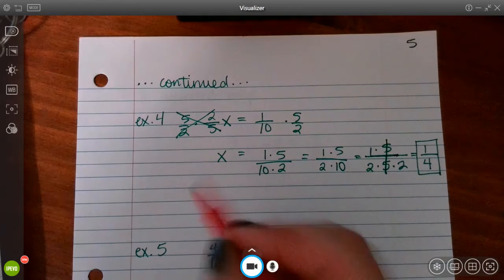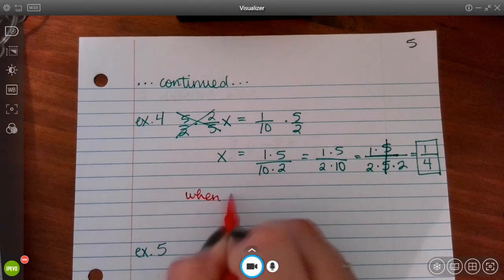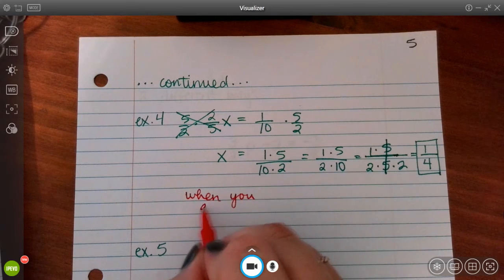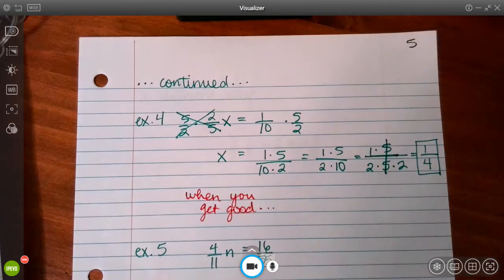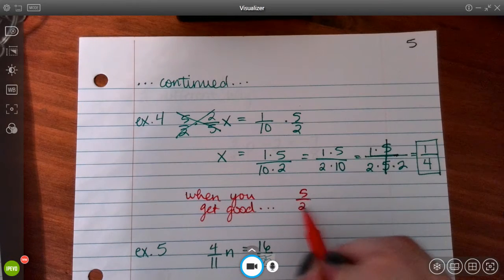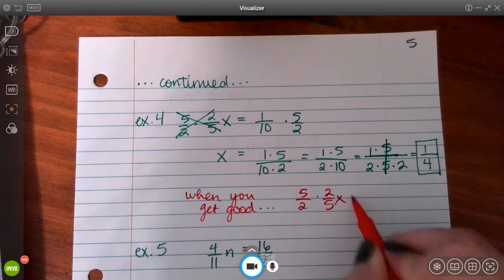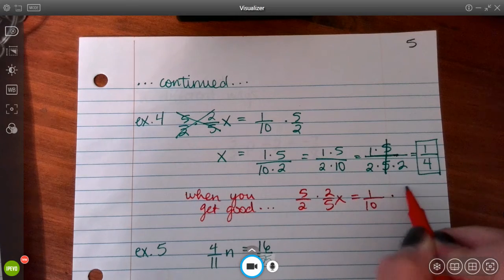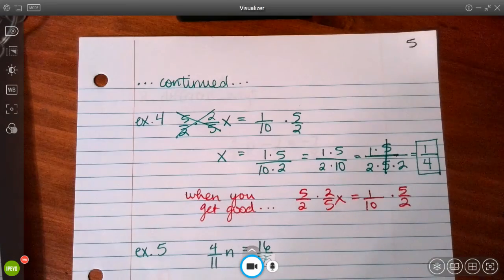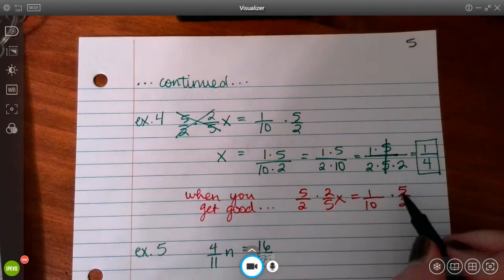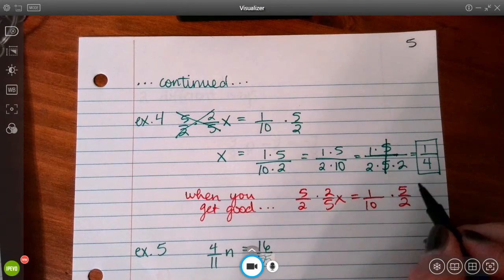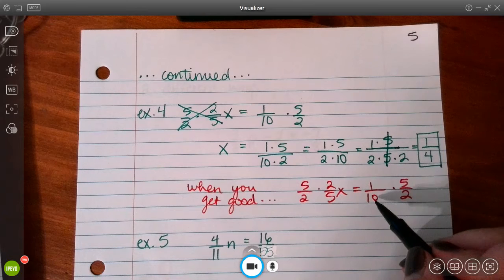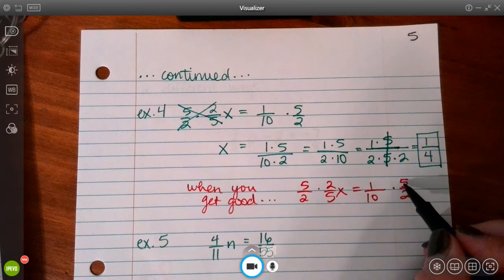When you get good, you don't have to write out all those steps. In fact, if I set it up the same way, most of the time, you'll just see something like this. I know that 5 and 10 have factors in common. In fact, I know that 10 divided by 5 is 2.